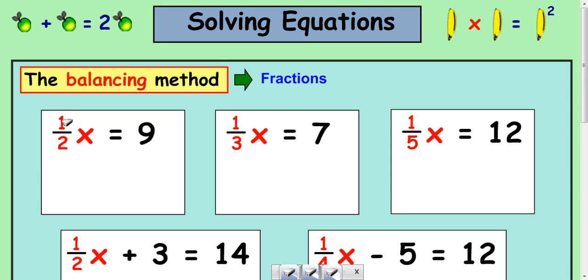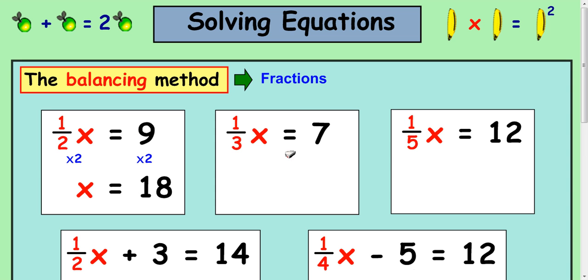What we really have to do is undo the halving. And to undo halving in mathematics, the opposite of halving is doubling, or timesing by 2. So we're going to times this side by 2 to undo the half, and we're going to do exactly the same to the other side, times by 2. So this is going to give us x, and on the other side we're going to get 18. So let's think about this and put it back in. A half of 18, or half times 18 equals 9, that's right.